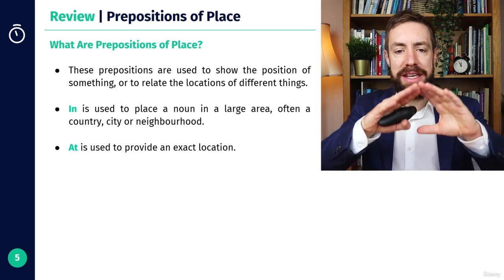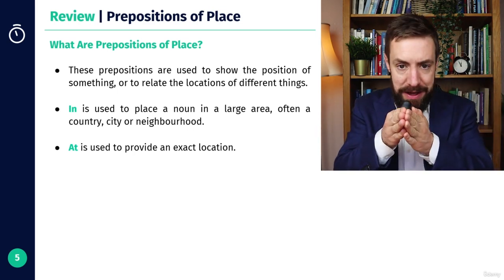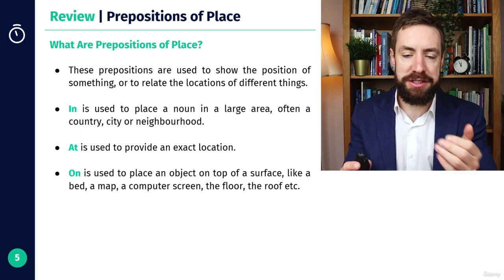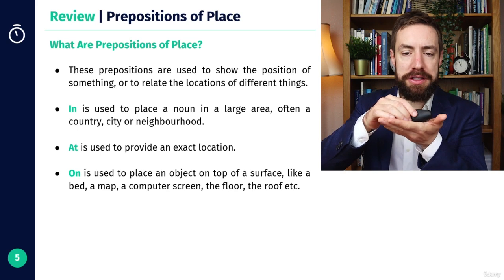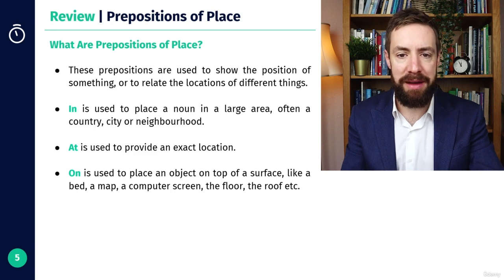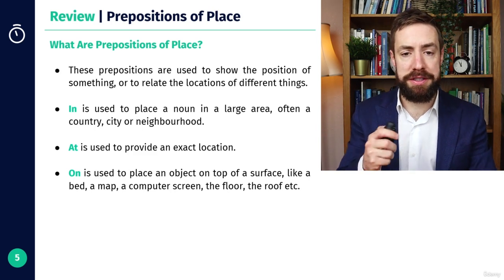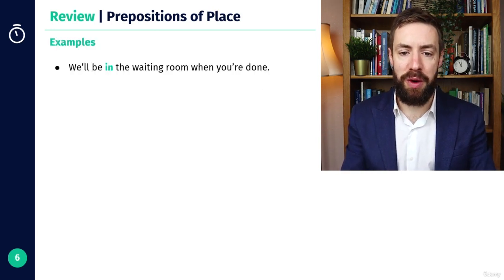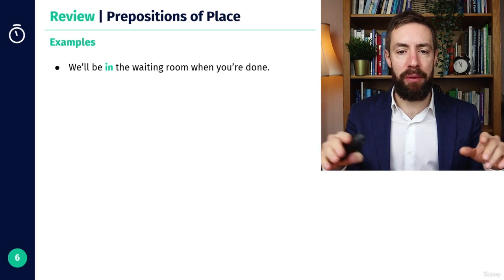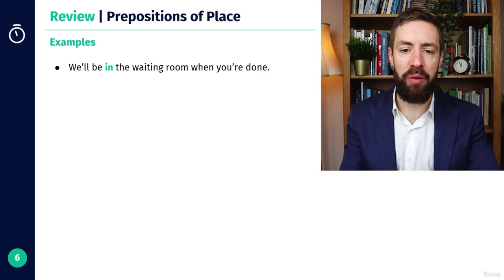Okay, so in is something very big. At is a very specific location. And on is usually on top of something else. Okay, so it could be on a bed, on a computer screen, and things like that. And we've got a lot of examples that you can look at here as well. We'll be in the waiting room when you're done. So the waiting room is like a big area, and we'll be somewhere in that waiting room.